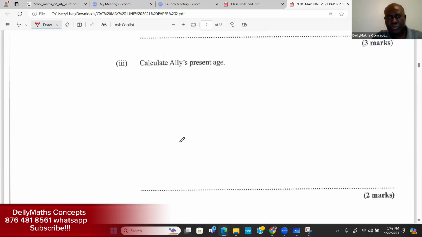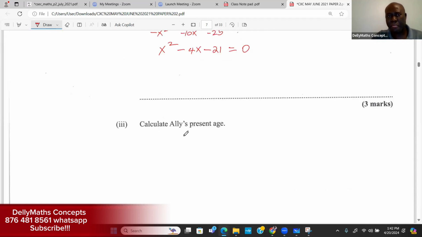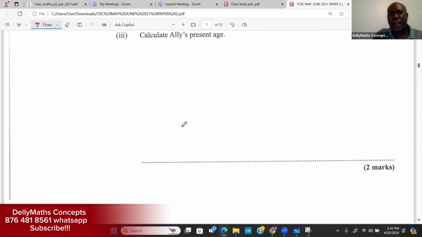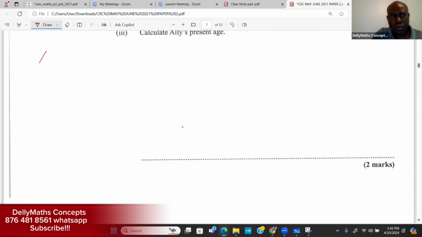Let's take a look. Calculate Ali's present age. Bear in mind, Ali's age is X. All right. Remember, we're told that Ali's age is X. So we're going right there. We're going back to basics where X squared minus 4X minus 21 is equal to 0. If I factorize this, well, this could be factorized easily, but I'm going to walk you through it.